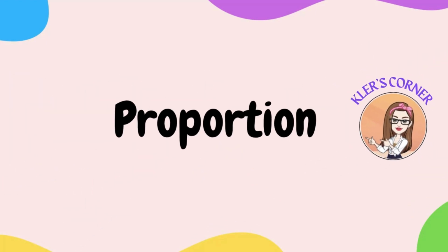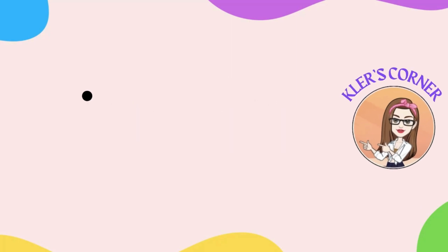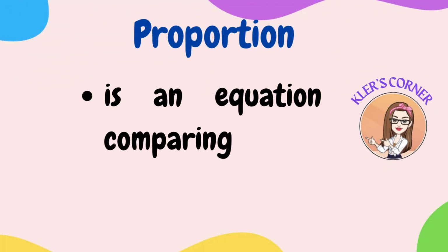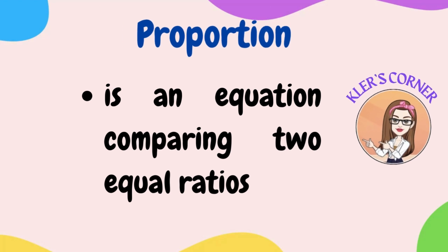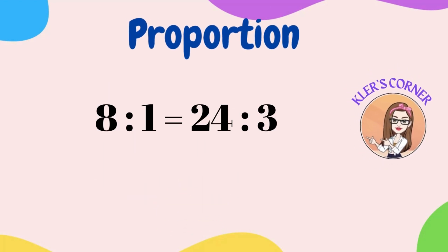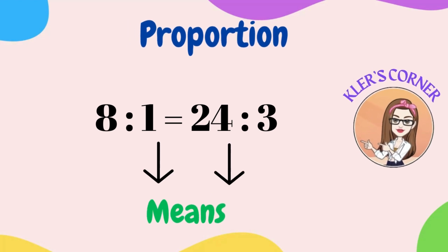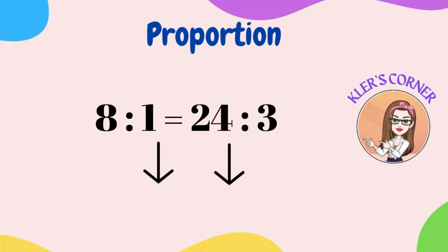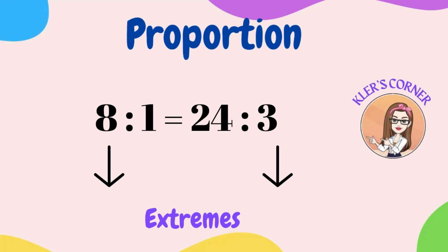Let's proceed. We will be talking about the fascinating concept called proportion. A proportion is an equation comparing two equal ratios. The numbers in the proportion are called terms. There are two parts in a proportion. The means refer to the inner terms in the proportion, and the extremes are the outer numbers in the proportion.